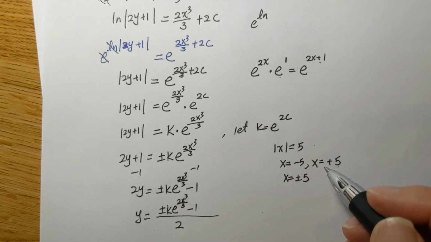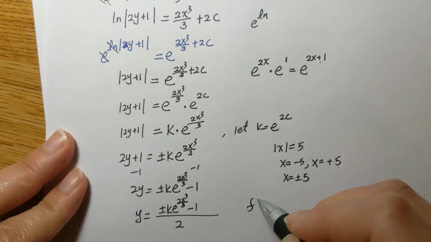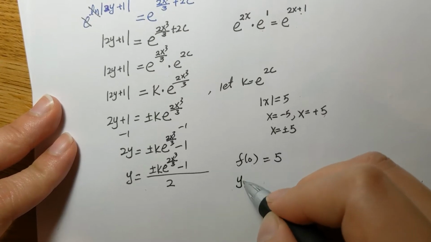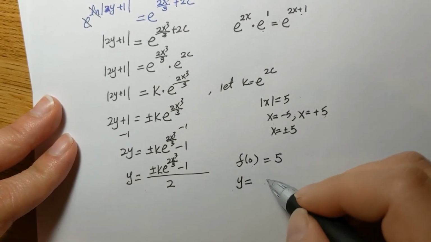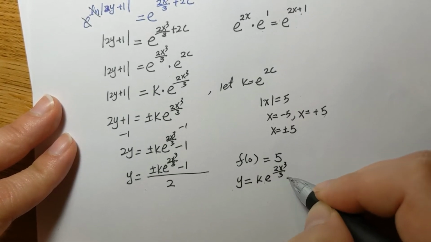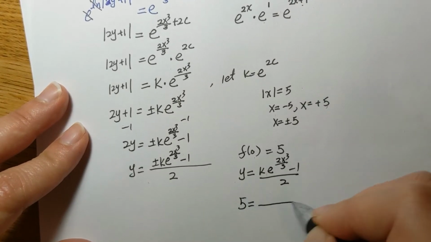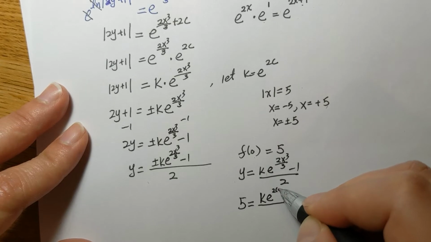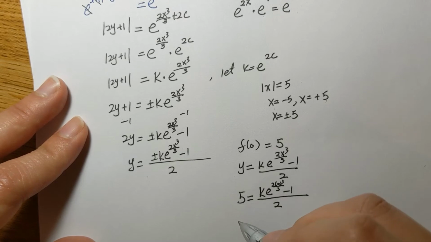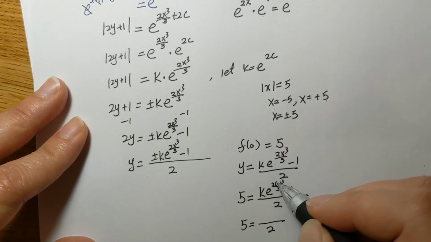After we get the general solution, we have to find the particular solution. We know that we have f of 0 equal to 5. Because 5 is positive, we're going to use y equal to k e to the 2x cubed over 3 minus 1 over 2. So we do substitution: y equal to k e to the 2 times 0 to the power of 3 over 3 minus 1 over 2. Now we solve for k. So we got 5 equal to, this becomes e to the 0.